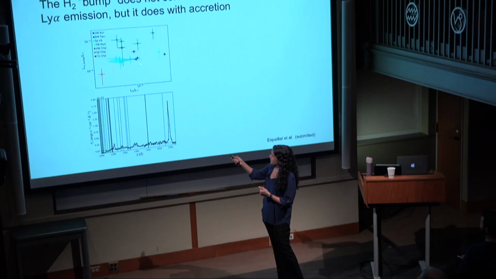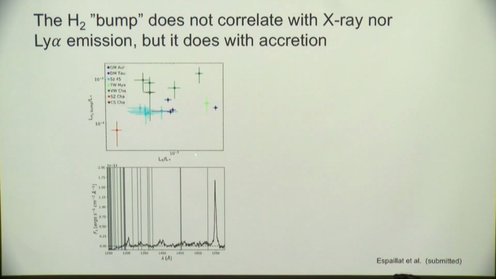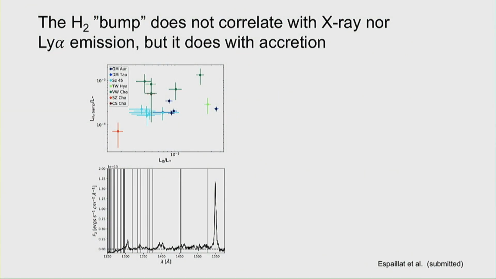So here is the luminosity of that bump versus the X-ray luminosity, and there's no correlation. So we don't think it's due to X-ray ionization. And then this is a plot. So this is GM Aur epoch 7, where it was in its high accretion state, where we've subtracted out the lowest accretion state in order to see if there's a difference in the Lyman alpha lines.